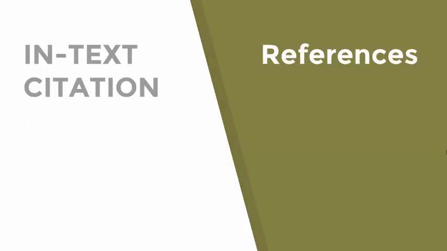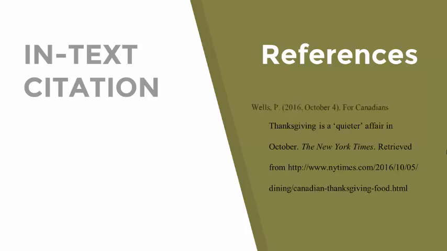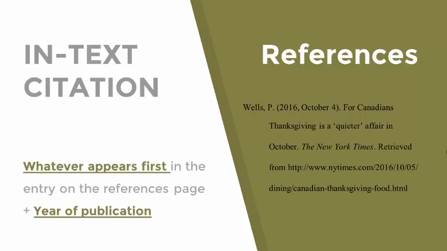Now, we can use a reference to help us figure out our in-text citation. Take a look at our reference here. We're going to use a couple of things from this reference for the in-text citation. First of all, we'll use whatever appears first in this entry, which for us is the author's last name. Secondly, we'll use the year of publication.